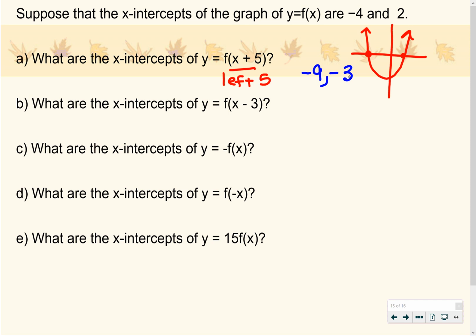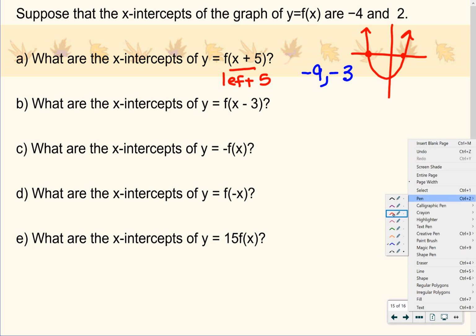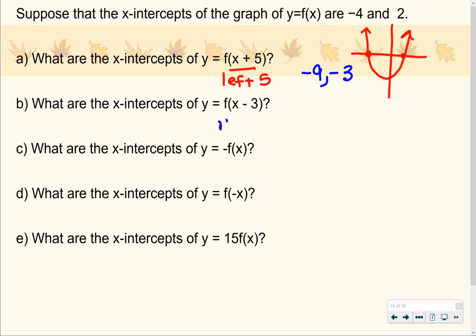You can just visualize it, draw a sketch. What if I have a minus 3 inside the function? What does that do? Moves it right 3. If it moves it right 3, can you tell me what the x-intercepts would be? What would negative 4 become if I moved it right 3? Negative 1. And what would positive 2 become?